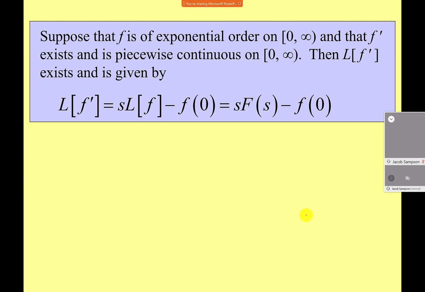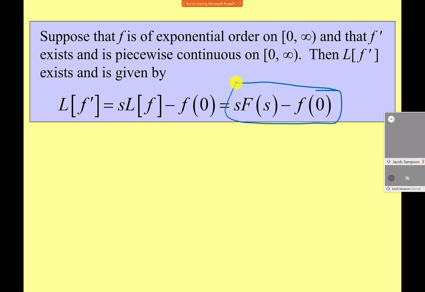So this is just kind of an existence thing that says if it is of exponential order, remember that meant you could bound it with an exponential function, and that the derivative exists and is piecewise continuous on 0 to infinity. So it can be completely continuous, but it's going to exist also even if it's piecewise continuous. Then the Laplace transform is given by this formula that we just found. And so this is typically the way that I remember it, but bottom line, it also incorporates the initial value.